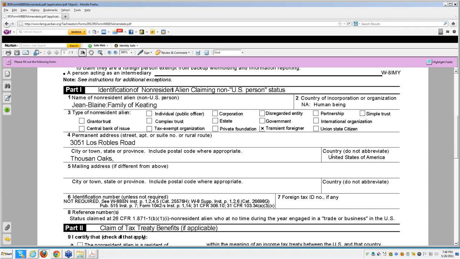Okay, your country is the United States of America. When you put your state in here, type it in lowercase letters, because it's a country. That's a country.